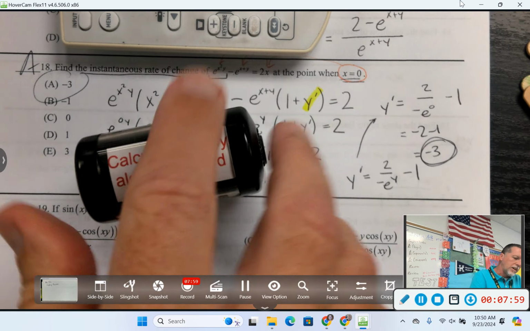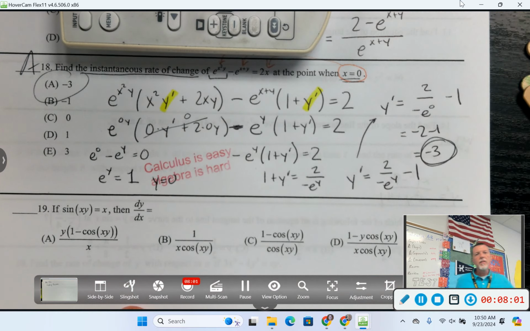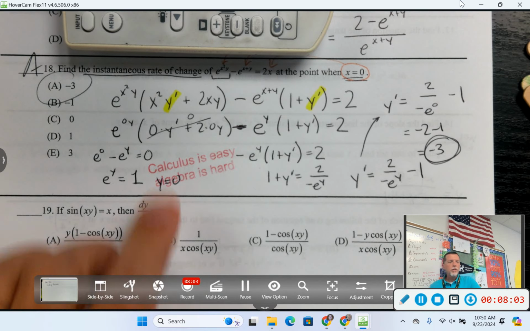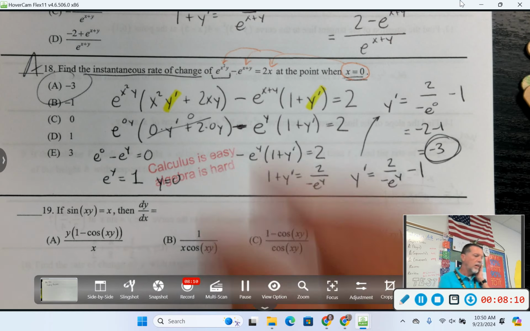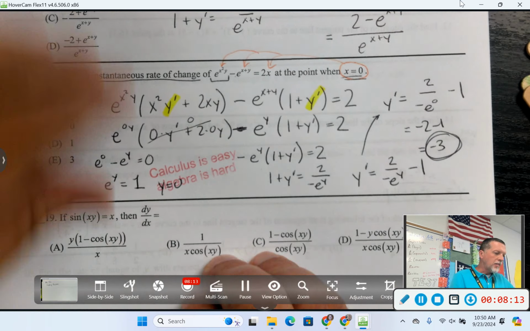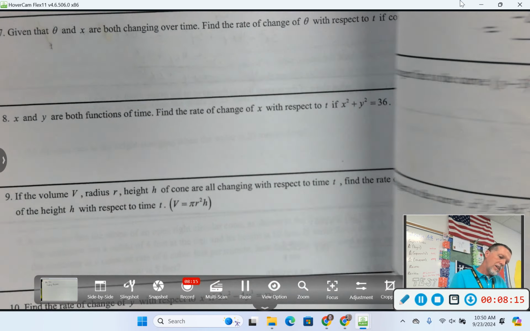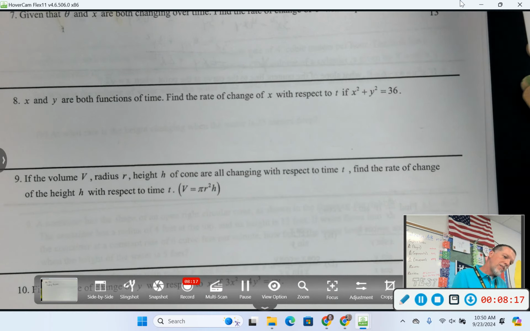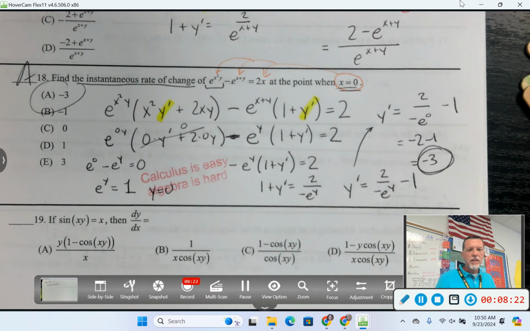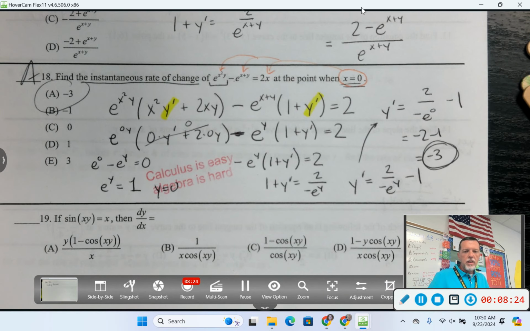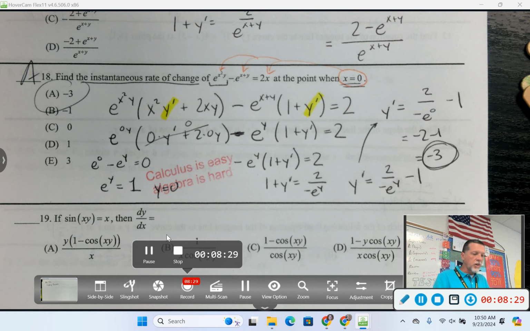That problem is an ugly algebra mess. Calculus wasn't too bad, and then it was an algebra nightmare after that. Okay, so today's assignment is the rest of 11 through 19. We did 3 of them. That's a third of them. That leaves you 2/3 of them. So tomorrow we'll start related rates, but that's for tomorrow.